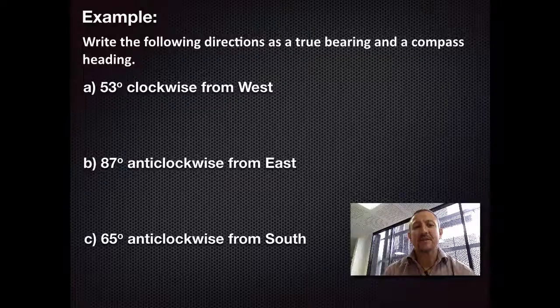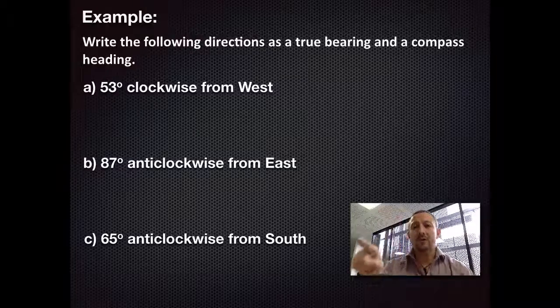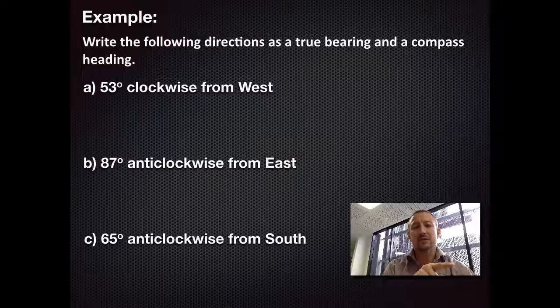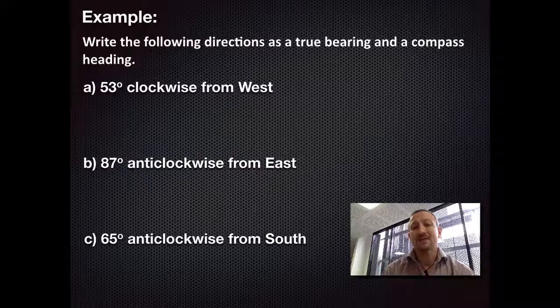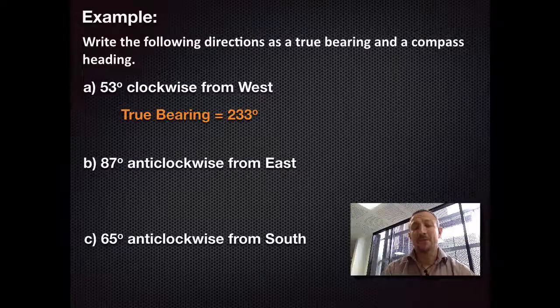Okay, so how did you get on? Well, let's look at the first one. 53 degrees clockwise from west. So I'm moving towards a northerly direction. Now I've already gone all the way from north, all the way around, 3/4 of a circle, which is 270 degrees, and then I've gone a further 53. So I do 270 plus 53, which gives me a true bearing of 323 degrees.